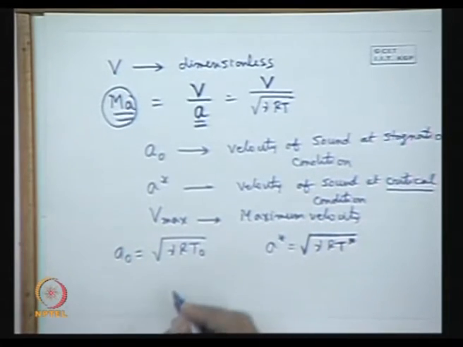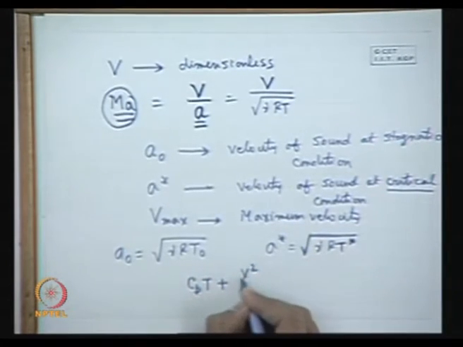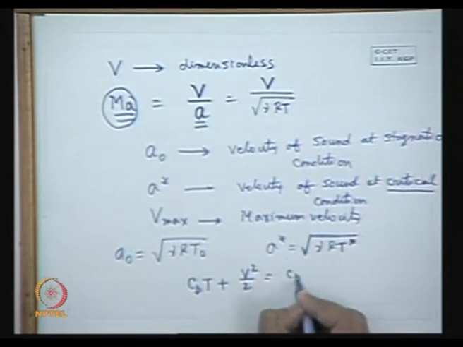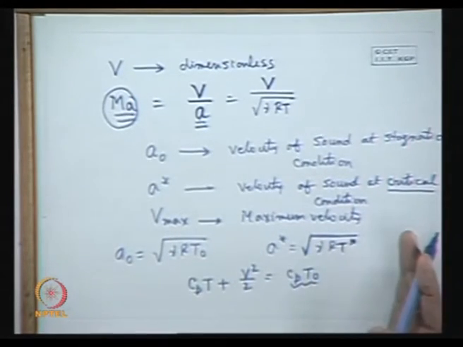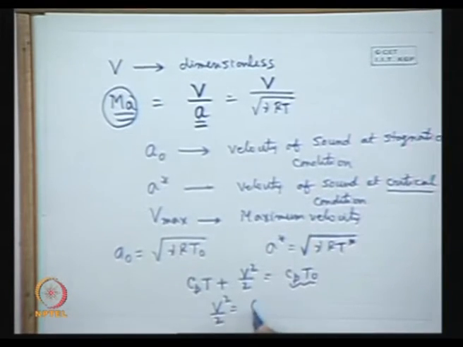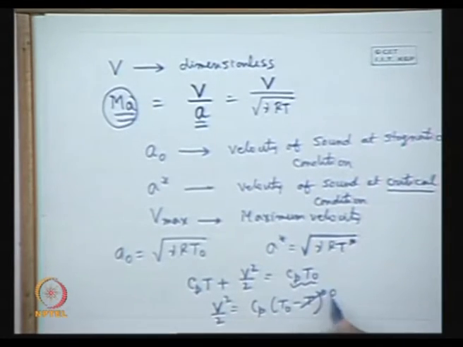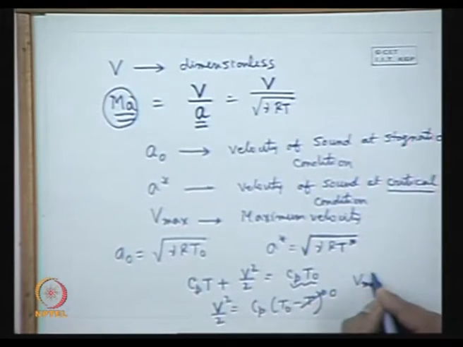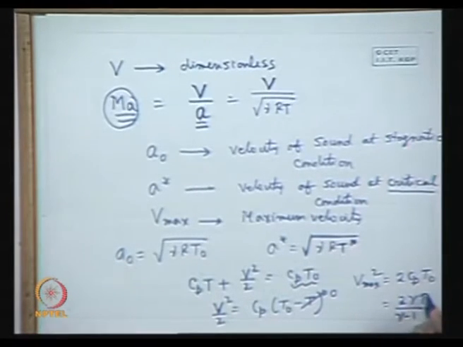What is Vmax? The Vmax concept is like this. If we write the energy equation in terms of CpT for an adiabatic flow, as we have already recognized, CpT plus V square by 2 is equal to CpT0. That means this is the stagnation enthalpy, taking the section at the stagnation point, that is the reservoir, and at any local point with velocity V. So here we can write V square by 2 is Cp into T0 minus T. So V will be maximum when T will be 0. So a reference maximum velocity is defined as Vmax square is 2 CpT0. Cp can be replaced as gamma by gamma minus 1 into R, so Vmax square is 2 gamma by gamma minus 1 into R T0.